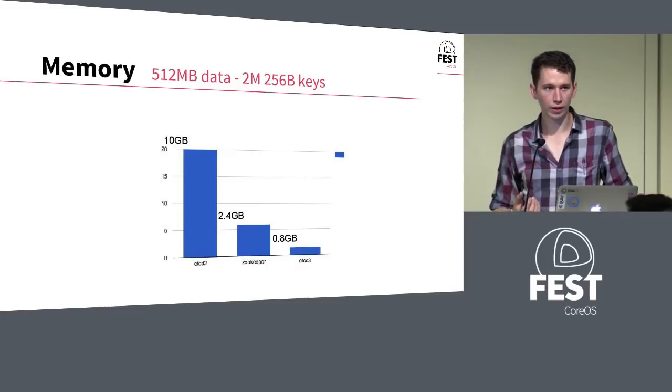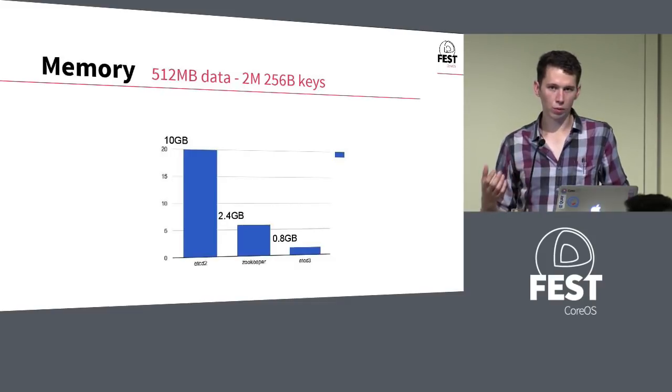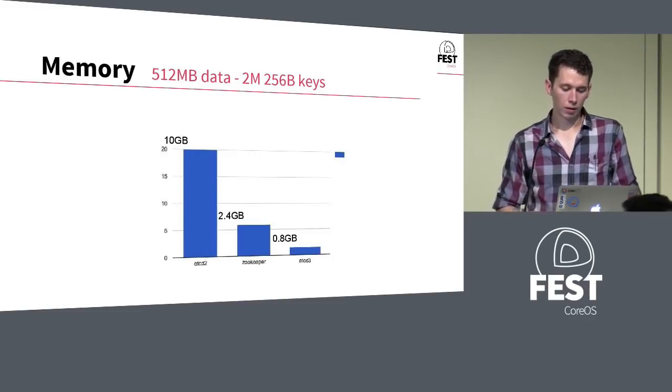And we're really effective at storing keys. So this is 20 million 256 byte keys, about 512 megabytes of data in total. etcd2 required about 10 gigabytes of resident memory to store this 512 megabytes of data. Zookeeper requires about 2.4 gigabytes in our measurements, and etcd v3 requires 0.8. So we have a very nice overhead in keys.